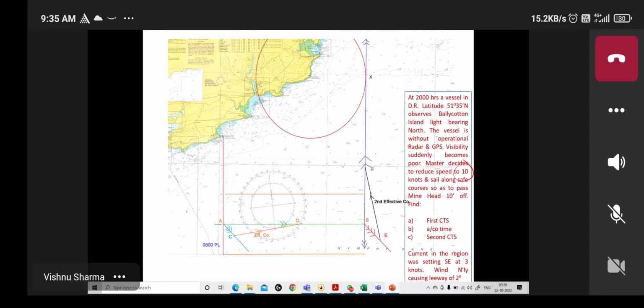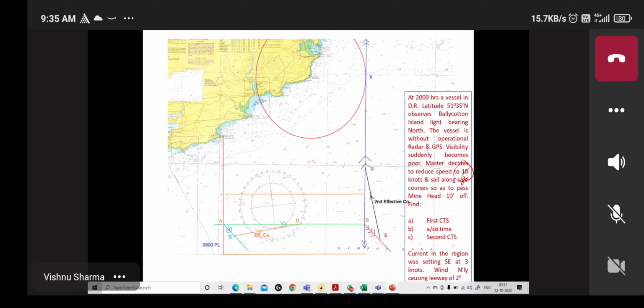Okay, so I understood it. Like, listen: if somebody says after the alteration, master decided to reduce the speed further to 8 knots, then you will take 8 here. Correct? Okay, sir. Or master decided to increase the speed to 11 knots, then you will take 11. But since there is no change mentioned in the question, the speed will remain 10 only, the engine speed. Okay, sir. So guys, this will be the second effective course.